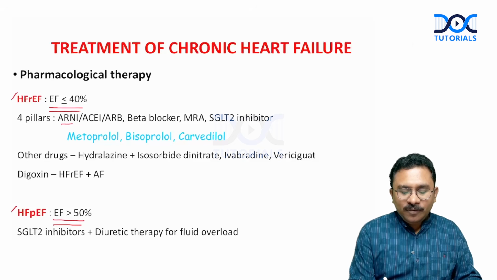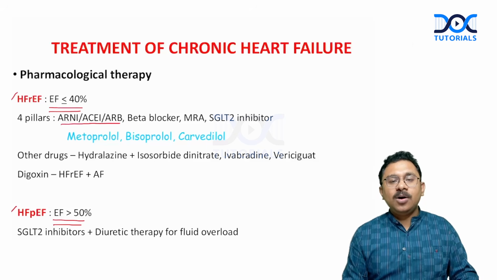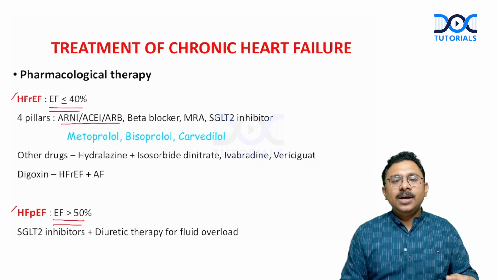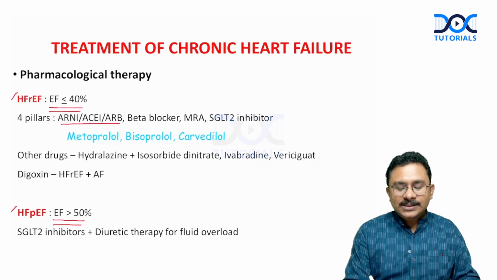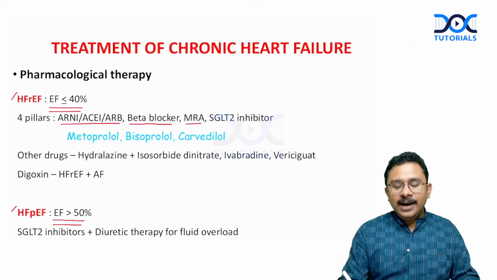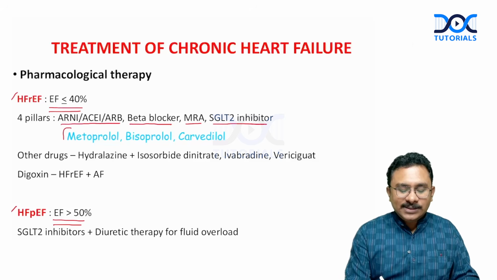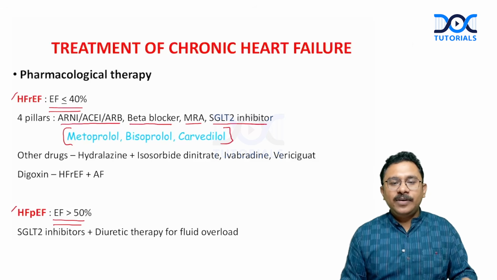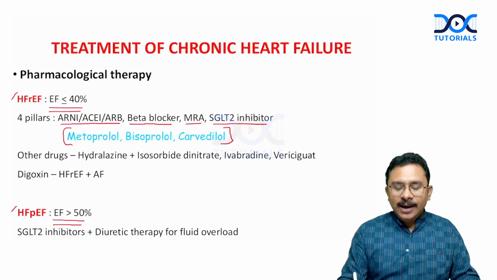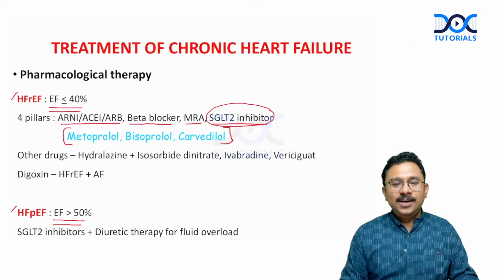The first group of drugs is the ARNI, that is the angiotensin receptor blocker, neprilysin inhibitor. If not available, you can go for ACE inhibitors or ARB. The second pillar is beta blocker, the third pillar is MRA, and the fourth pillar is SGLT2 inhibitor. Among the beta blockers, the MBC beta blockers, metoprolol, bisoprolol, and carvedilol are useful. And you can see here, I am making a special emphasis on SGLT2 inhibitor.